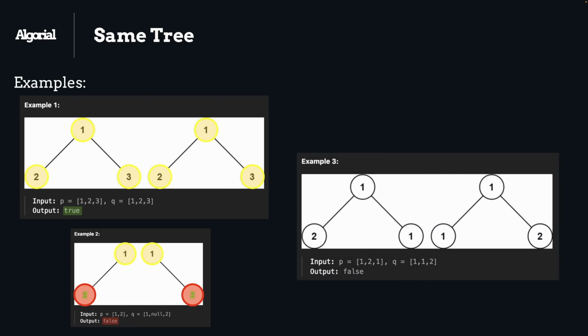And last example, we have exactly the mirror version of the left subtree in the right. So since they are not following the rule of every node in the exact same location, we are returning false for it. Let's see how we are going to solve it.